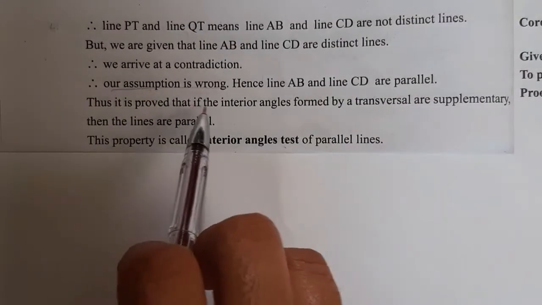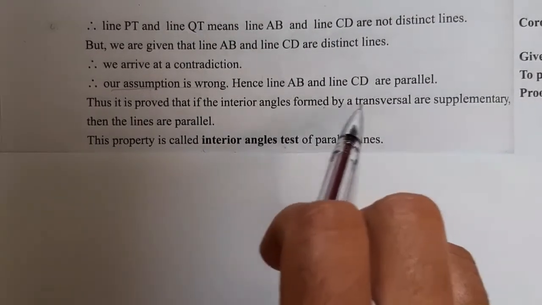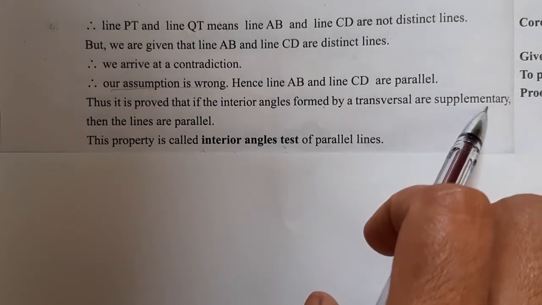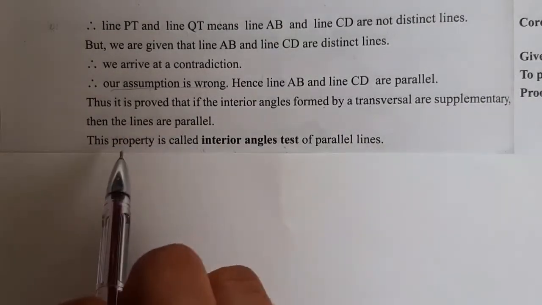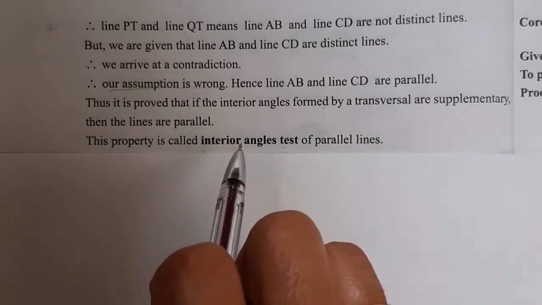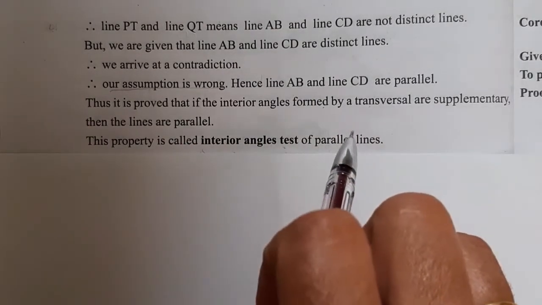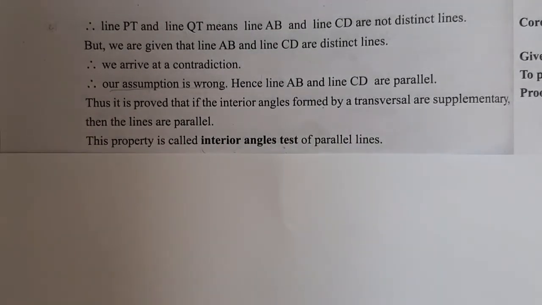Thus, it is proved that if the interior angles formed by a transversal are supplementary, then the lines are parallel. And this property is called the interior angle test of parallel lines. Okay, this is the indirect proof. You just keep the property in your mind. Okay, students.